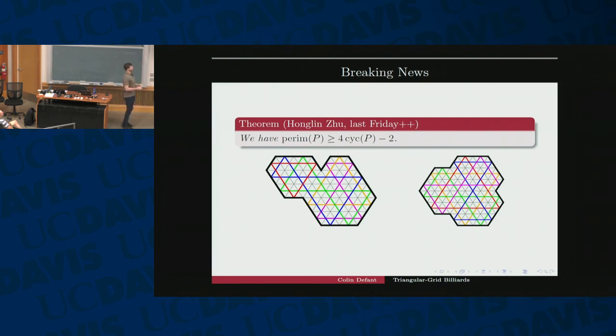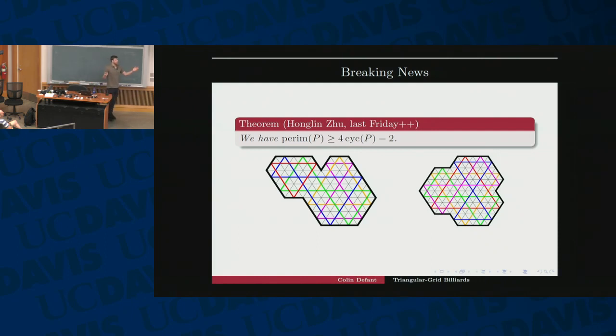Anyway, the equality cases here are weirder. It's not just these trees of unit hexagons. Here, there are two examples. Each one of these has 5 trajectories in the billiard system, and each one has perimeter 18, and well, 18 is 4 times 5 minus 2. Okay, so yeah, the equality cases are just weirder.